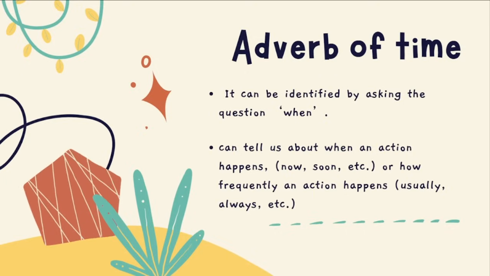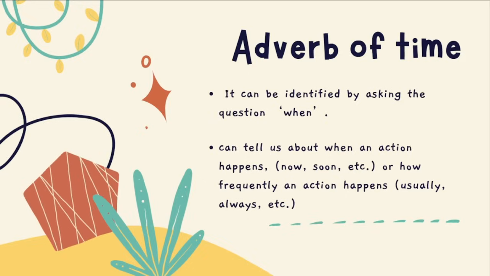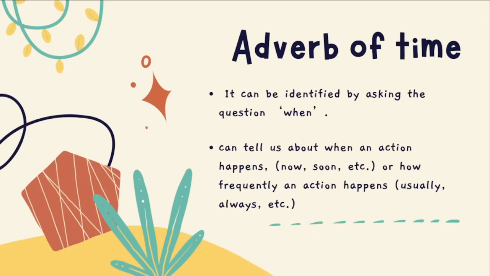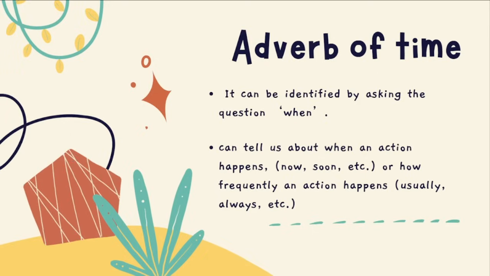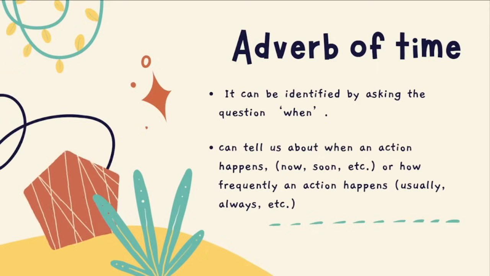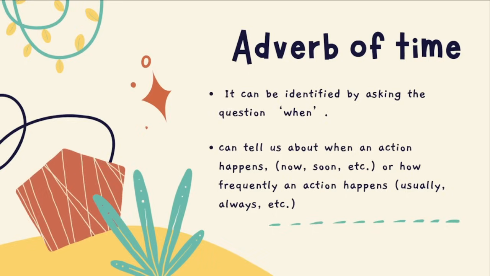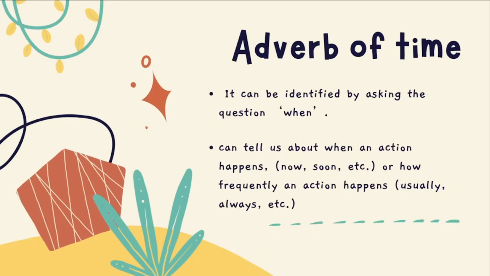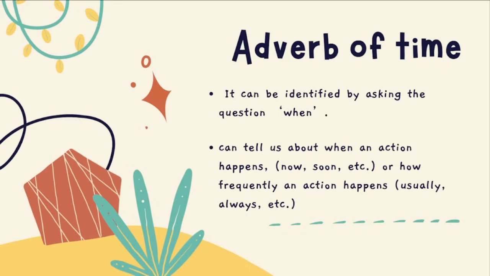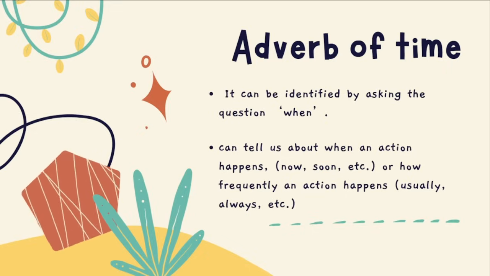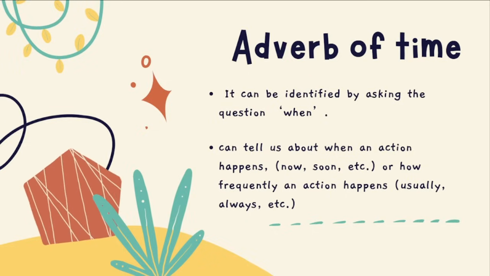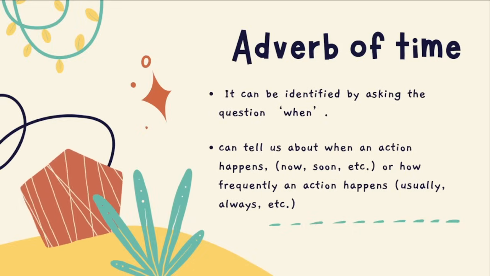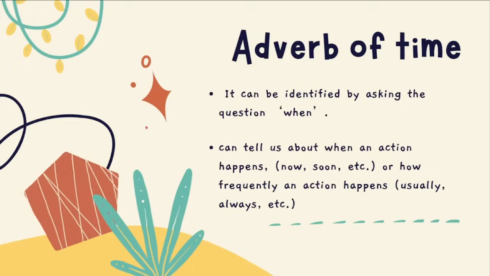Adverb of time can be identified by asking the question when. So, for the manner, it answered the question how. This time, it answers the question when. And it tells us about when an action happened. So, it can be examples like now, soon, today, or yesterday. Or how frequently an action happened, for example, like usually, always, sometimes, and so on.